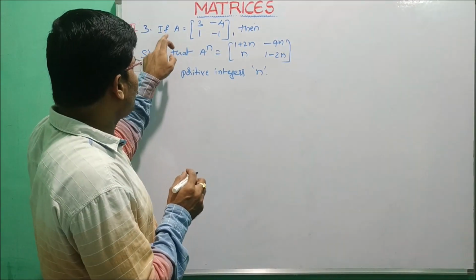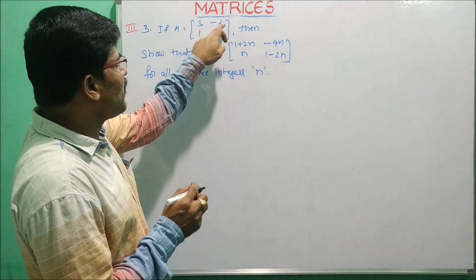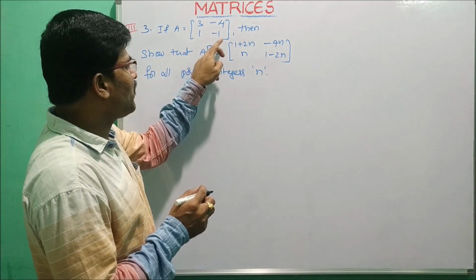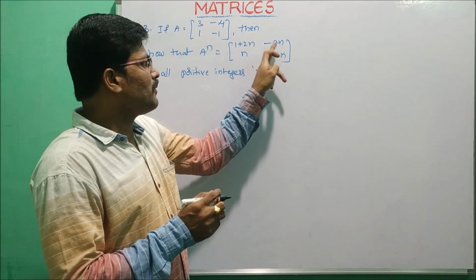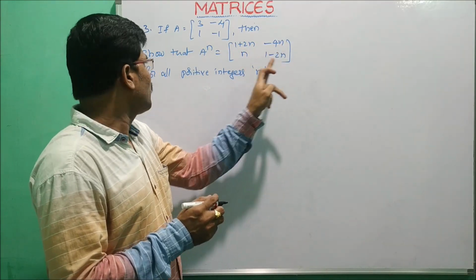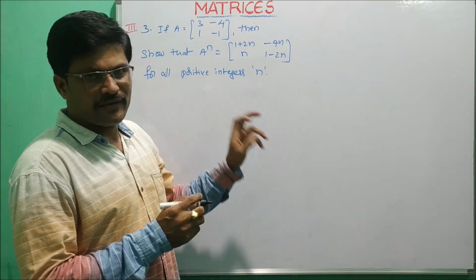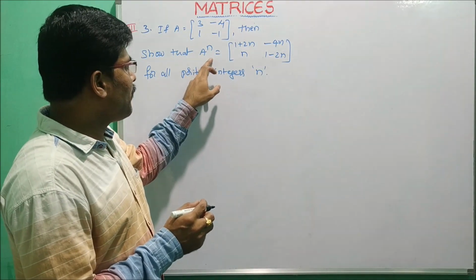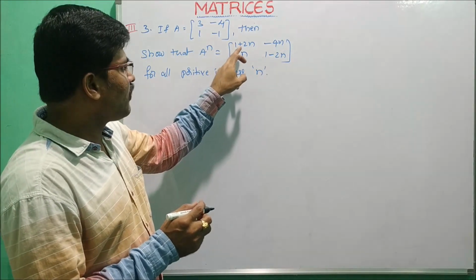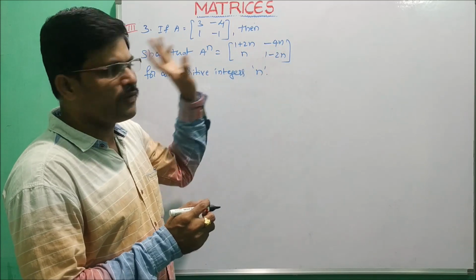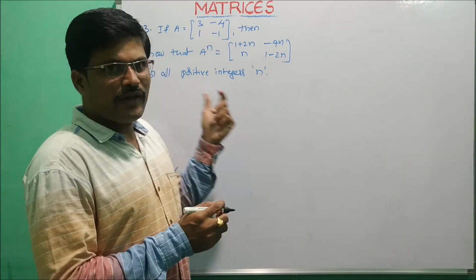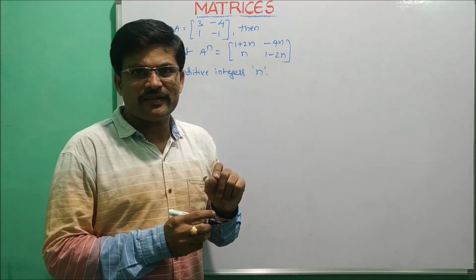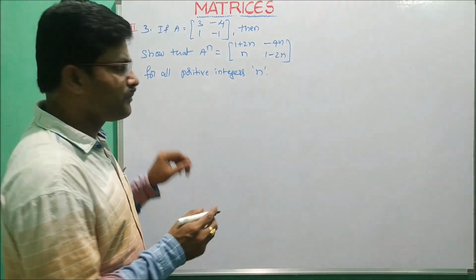Now the third one is, if A equals the matrix 3, minus 4, 1, minus 1. This is a 2 by 2 matrix. Then show that A power n equals the matrix 1 plus 2n, minus 4n, n, 1 minus 2n, for all positive integers n. Here also, using the principle of mathematical induction, solve this question.